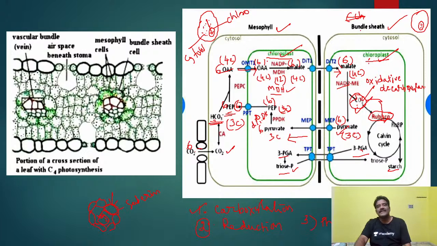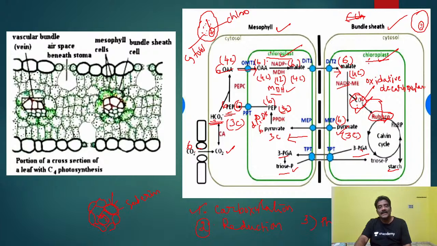I mean Calvin cycles happen here. So in the chloroplast of the bundle sheath, which type of cycle will happen? Only the Calvin cycle. Grana is not there. No light reactions. Okay, so this is the enzymatic pattern here. This is how the carboxylation process happens. Where? In the cytosol of the mesophyll cell.